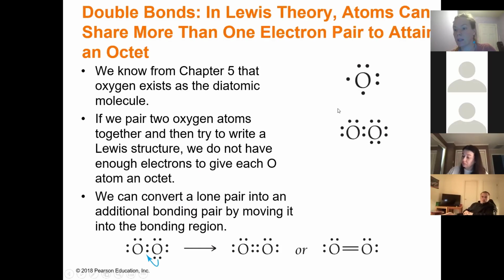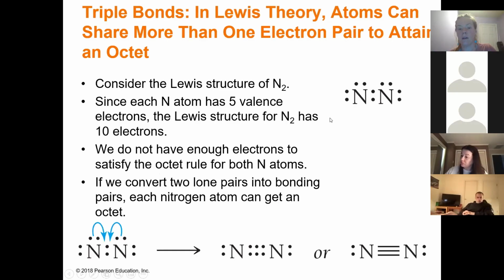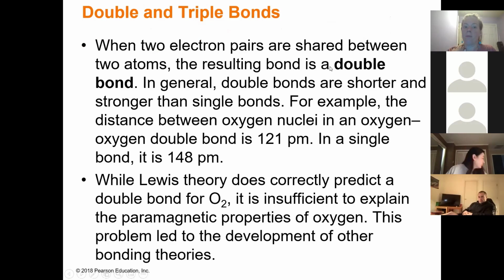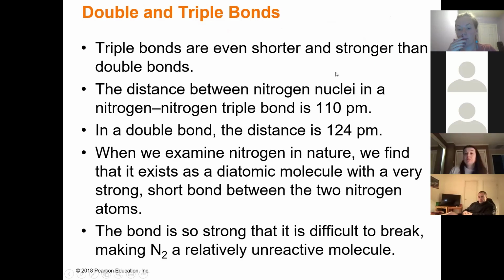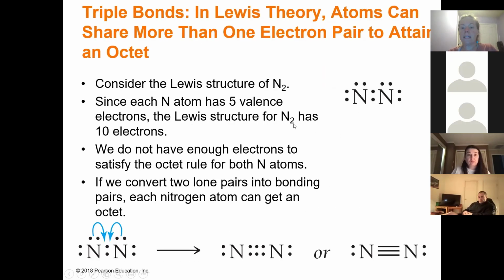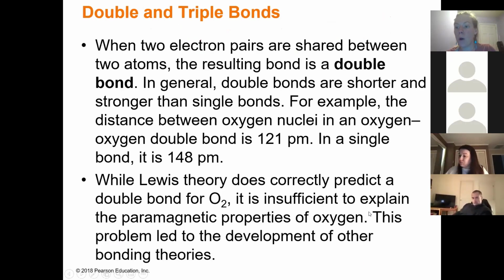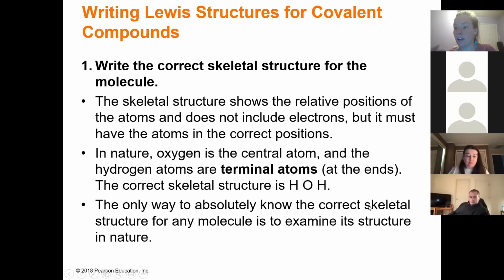Then we talk about oxygen with its double bond, and nitrogen with its triple bond. Double bonds in general are shorter and stronger. Triple bonds are even shorter and even stronger. You don't need to know the picometer distance or anything like that. So what we did here was make Lewis dot structures for really simple molecules. We're going to make some for more complicated molecules, and there is a way to do it correctly every time.